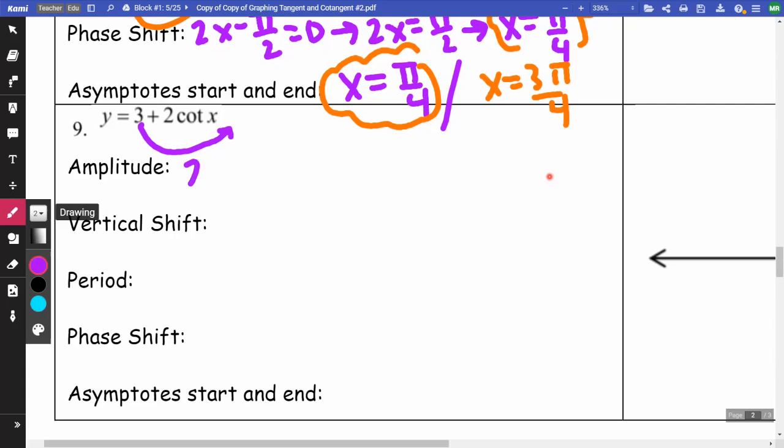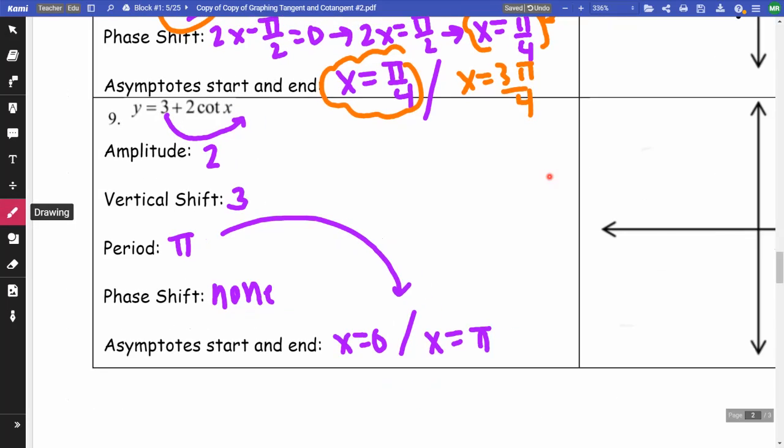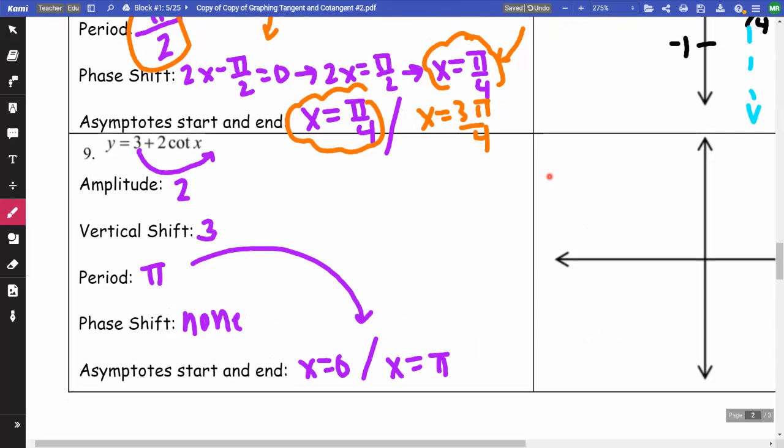On this one, my amplitude is going to be 2 for this. My vertical shift is going to be 3. My period is going to be just regular pi. I have no phase shift, so that means I'm going to be starting at 0 for my asymptote. I'm going to go pi away, so that means my other one is going to be at pi. And what I need to be careful of is when I'm doing this, I need to remember that I do have a vertical shift.